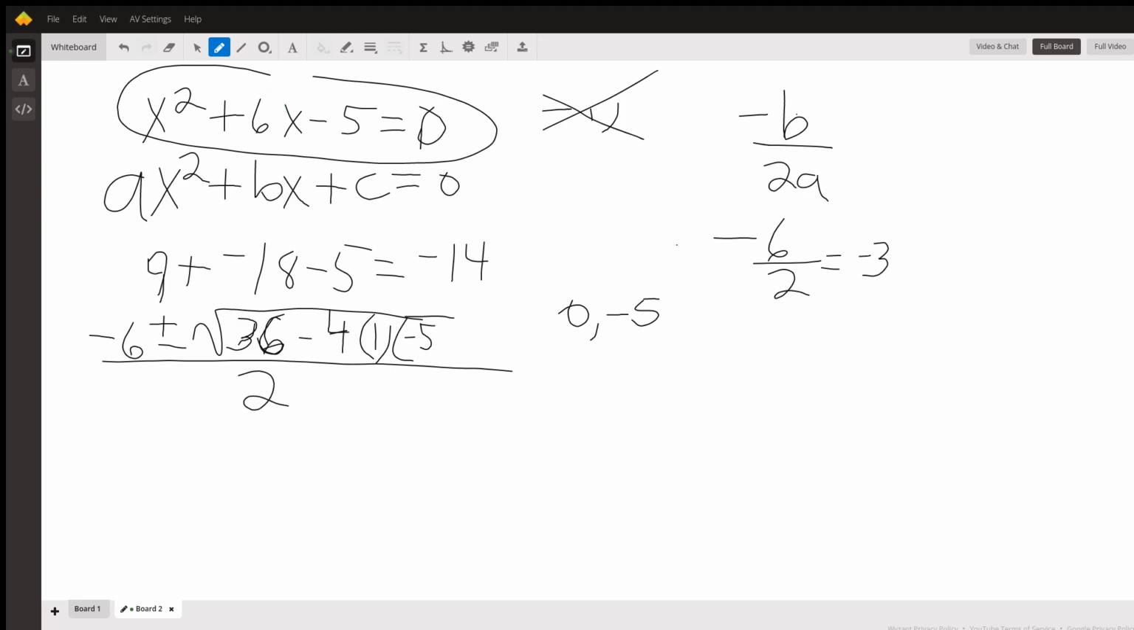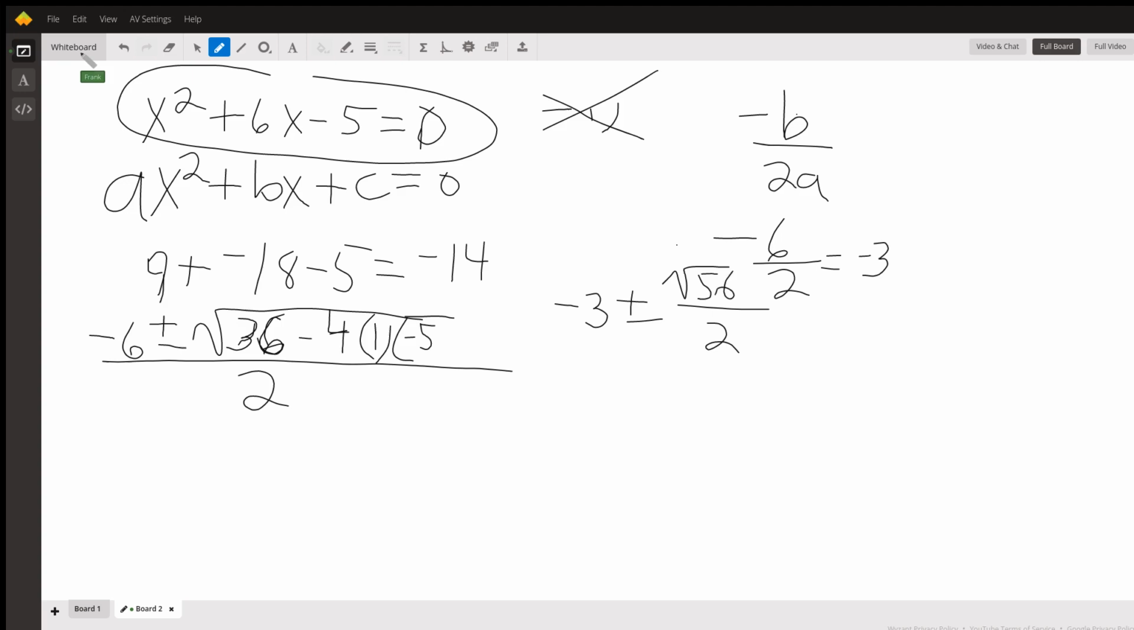So I need this room down here, so we've already written that one in. Negative 6 over 2 is negative 3, plus or minus, this will be divided by 2. 36. Negative 4 times 1 times negative 5 is 20. 36 plus 20 is 56. So negative 3 plus or minus the square root of 56.